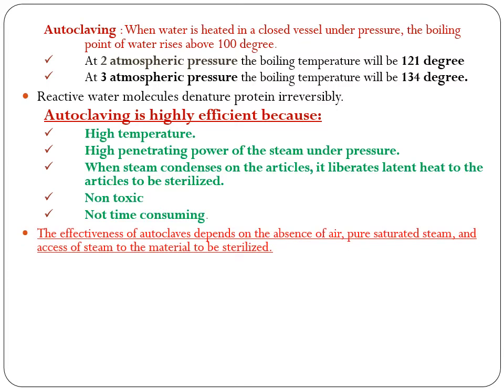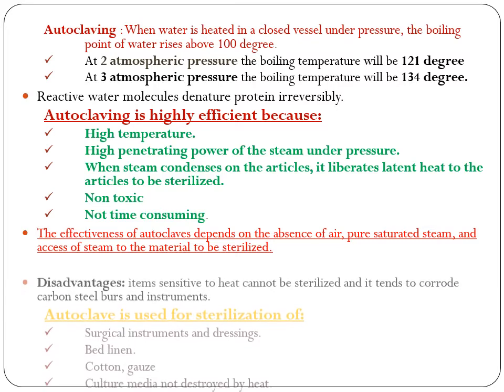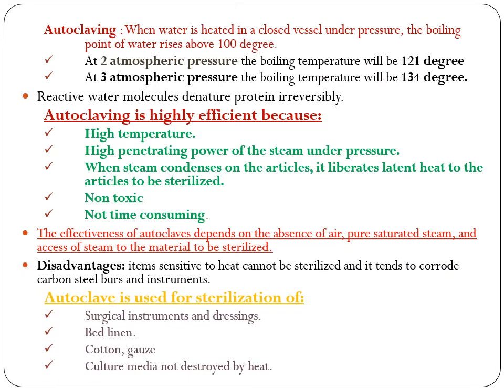The effectiveness of autoclaving depends on the absence of air inside the autoclave, and thus pure saturated steam will be provided, and the access of steam to the material to be sterilized will be easy. However, there are disadvantages of this method in that items sensitive to heat cannot be sterilized by this method, and it tends to corrode carbon steel burrs and other instruments.